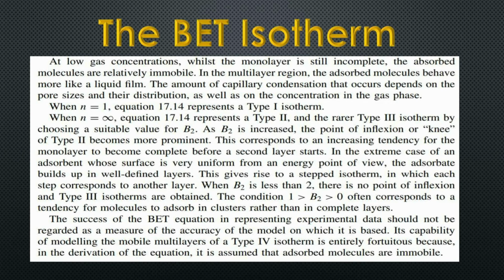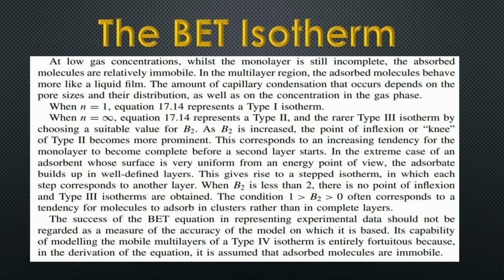As B2 is increased, the point of inflection or knee of type 2 becomes more prominent. This corresponds to the increasing tendency for the monolayer to become complete before a second layer starts.